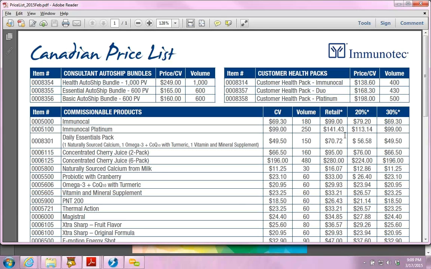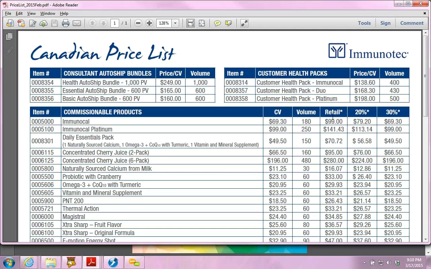Then if you look at the top row here, just looking at regular Immunocal, it has a retail price. Loretta, if you by any chance just have the paper compensation plan, you could even just look at that. We've got the retail price of $99, a 20% off price of $79.20, and a 30% price of $69.30. So as consultants, we pay the $69.30 price. Somebody who's just registered as a customer on monthly auto ship, what they call Immunodirect, they pay $79.20.